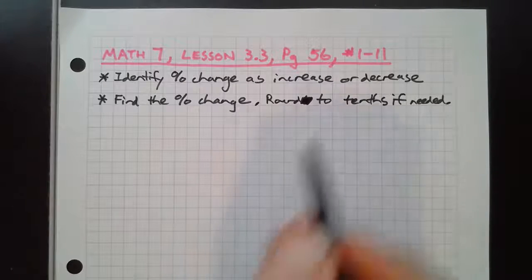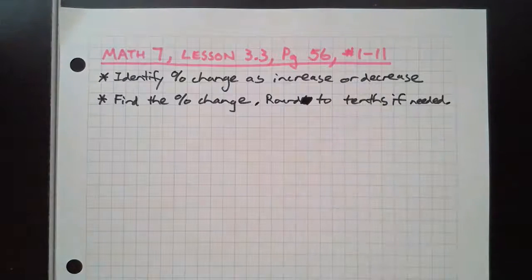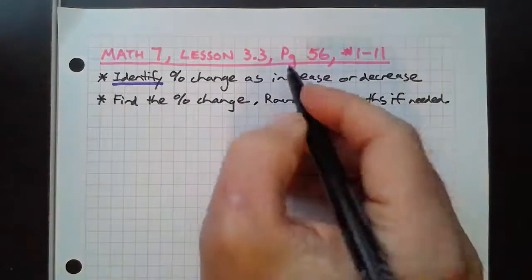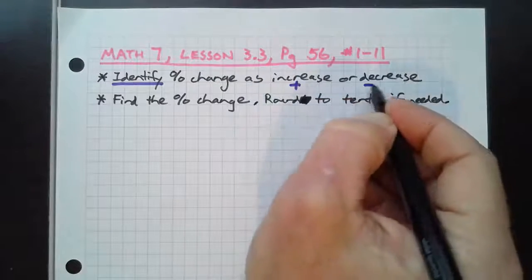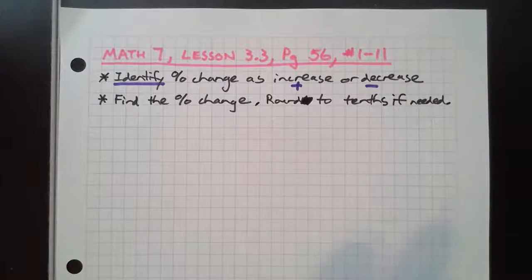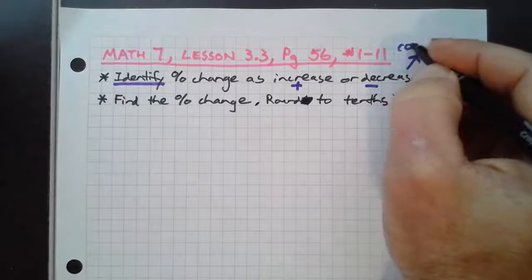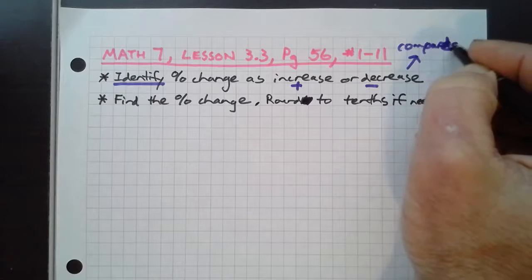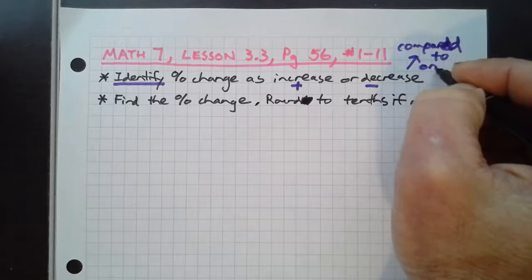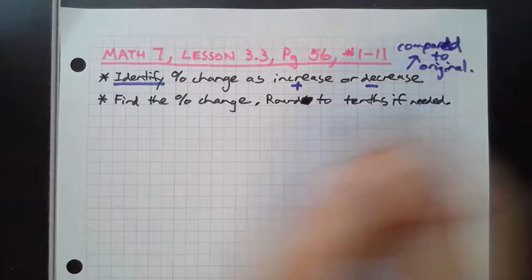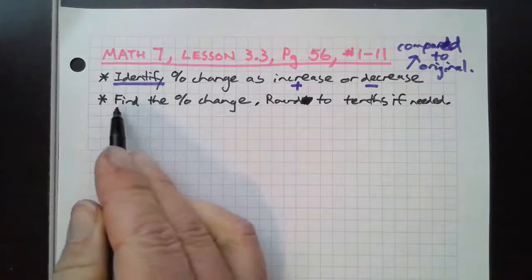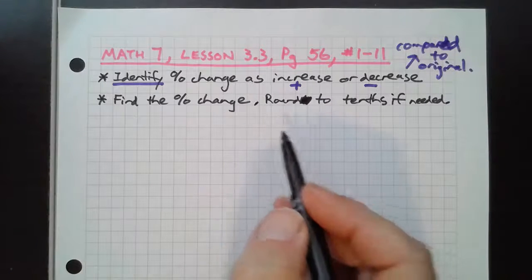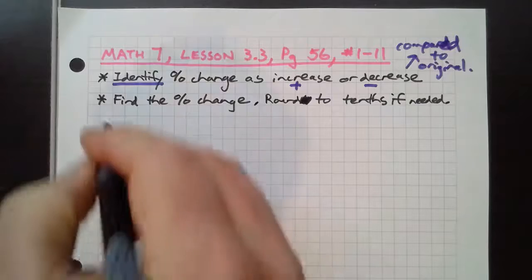Here we go. Today, numbers 1 through 11 on page 56, we're going to identify the percent change as an increase or a decrease. And remember, that's always compared to the original. Then we're actually going to calculate or find the percent change. And this is just the directions from the book, round to the nearest tenth if we need to.